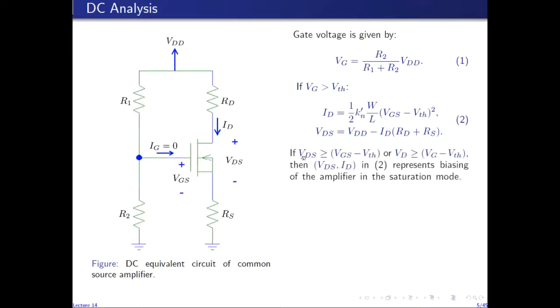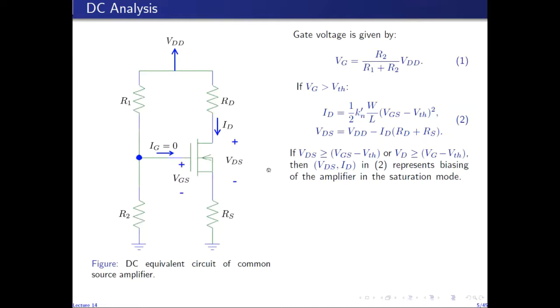we analyze VDS and we check whether it's greater than the overdrive voltage or not. Either you can check VDS for this relation, or you can check VD for this relation. VD is VDD minus IDRD. So you can find VD and check whether it is greater than VG minus V threshold. If it is, then the device is indeed in saturation mode, and ID, VDS gives us the bias point of the circuit.